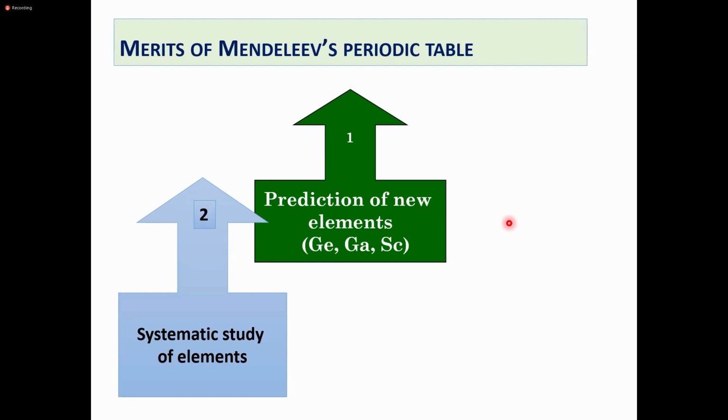So this is the easy way Mendeleev discovered to remember the elements according to their atomic mass, physical properties, and chemical properties. So this is the systematic study of the elements that he had discovered.